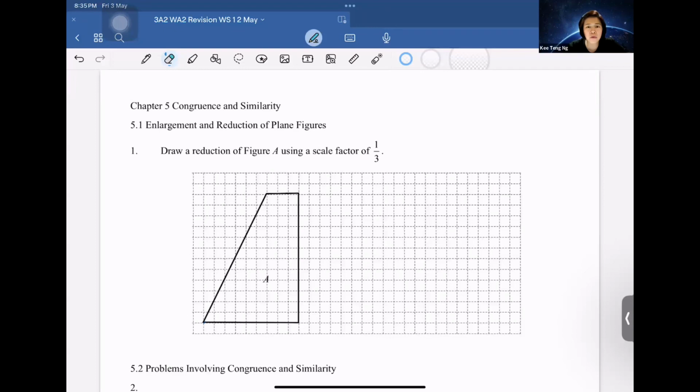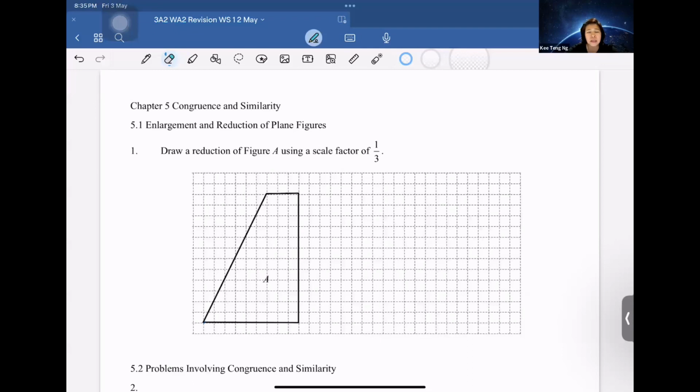Now for this part of the video, we are going to do revision for PG2, WA2 revision. And this part of the chapters, we'll be looking at chapter 5, Congruence and Similarity. So without further ado, let's begin. The first part of our objective lesson for today is on enlargement and reduction of plane figures.